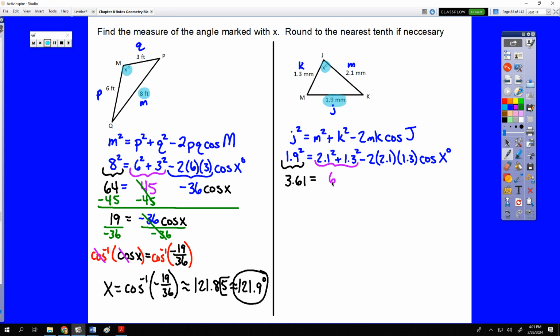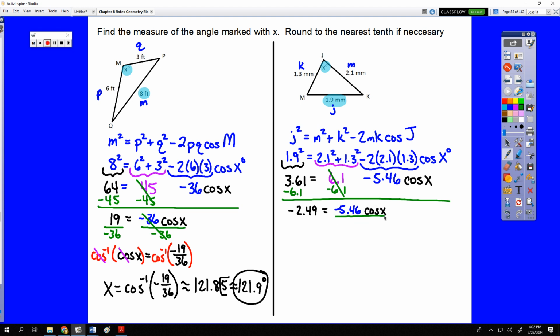to get 6.1, and we can feed in negative 2 times 2.1 times 1.3, which is negative 5.46 cosine of x. Again, from there we do the same two steps every time. We subtract 6.1, which is the purple number, to get rid of that. So 3.61 minus 6.1 is negative 2.49 equals negative 5.46 times the cosine of x.